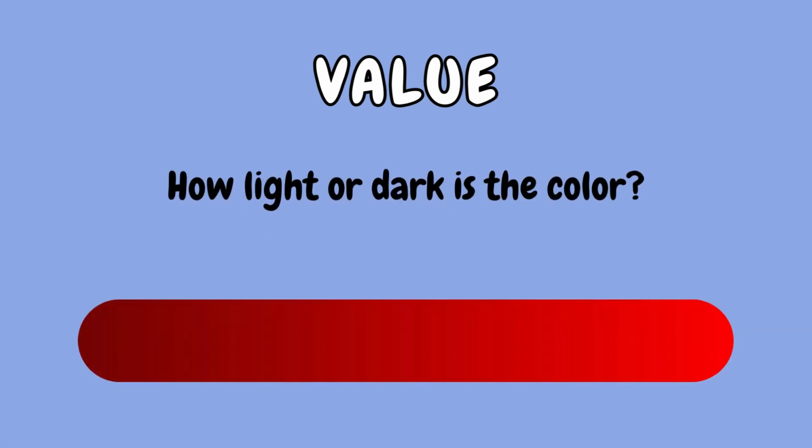We can also talk about value in color. You might remember this from our section on value. Value is how much light and dark is in the color. As you can see, there's a dark red on the left side and a light red on the right side. The level of light and dark is, again, its value.